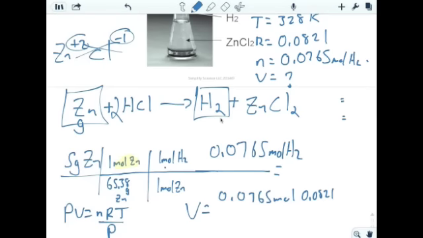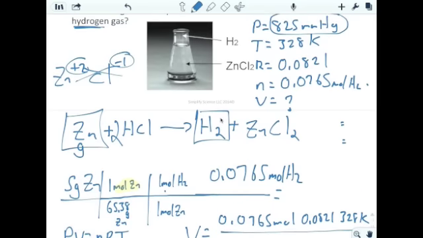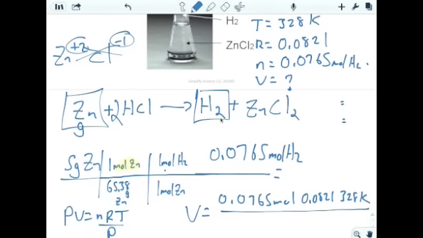Our temperature is going to be 328 K, and then all divided by a pressure of, once we convert this, and don't forget we have to convert that into atmospheres, and to do that we just divide by 760, and we get that as 1.086. Once we convert that to atmospheres, dividing by 760, we get a volume of, so our volume of hydrogen gas is going to be right around 1.897 liters.